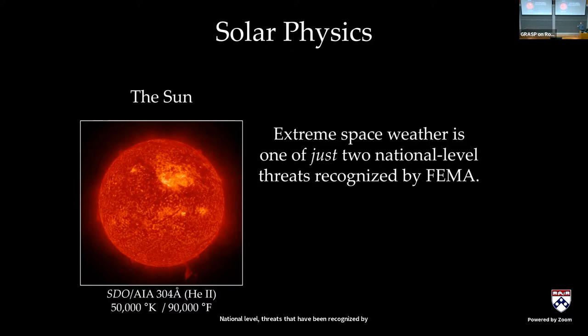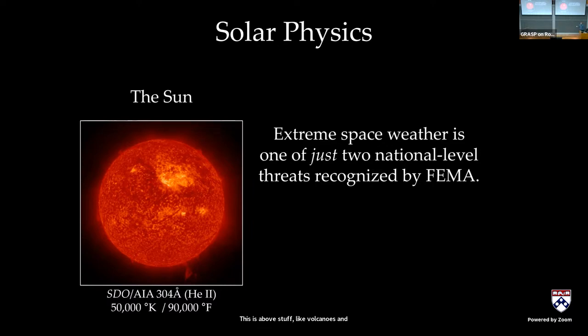Does anyone have any idea about what the other national level threat is? Somehow all around us, and people often don't know what to guess. What's the other national level threat that FEMA has figured out? Something that can shut down the entire nation for like a year or two. COVID, a pandemic. And so solar weather is put at the same level of threat. This is above stuff like volcanoes and massive hurricanes because it can affect the entire nation.